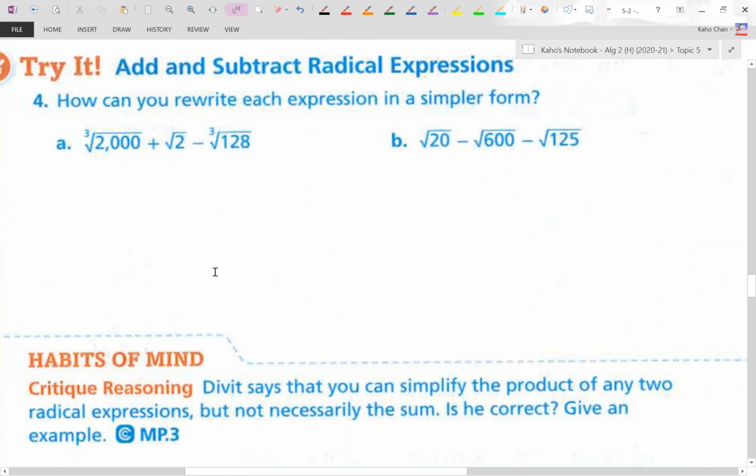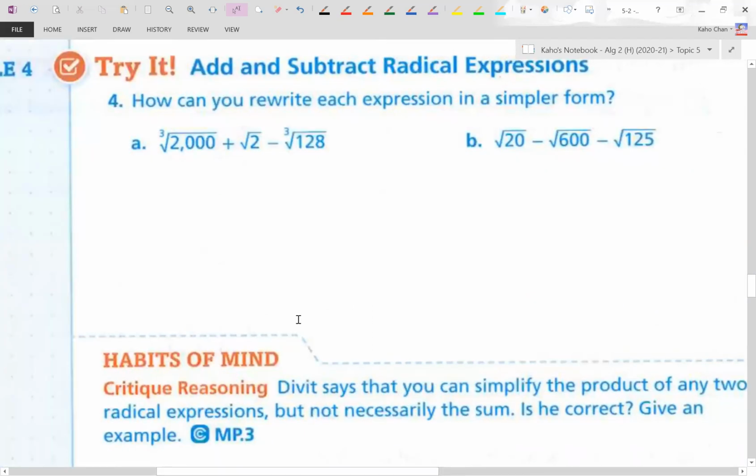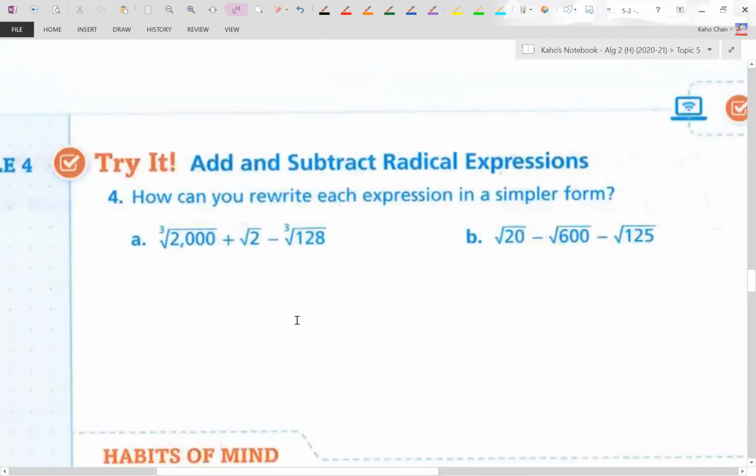Example 4, we're asked to add and subtract radical expressions. Anytime you try to add and subtract things, they have to be like radicals. That's what we need to find.